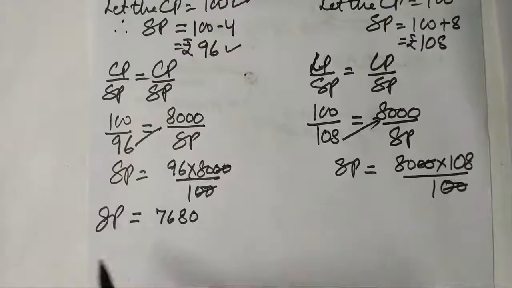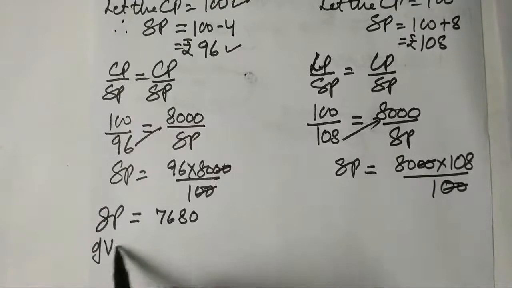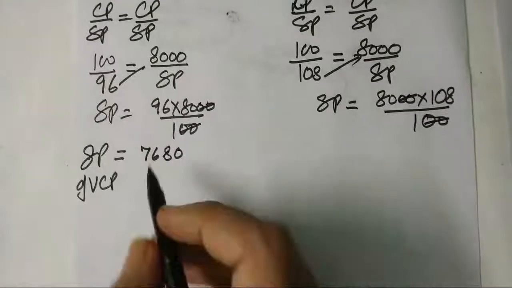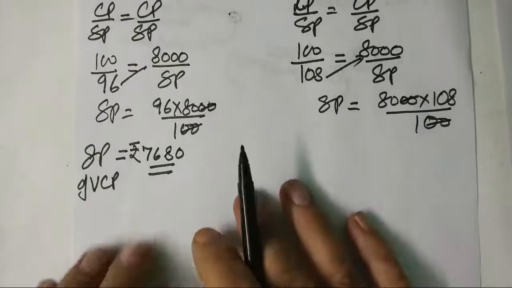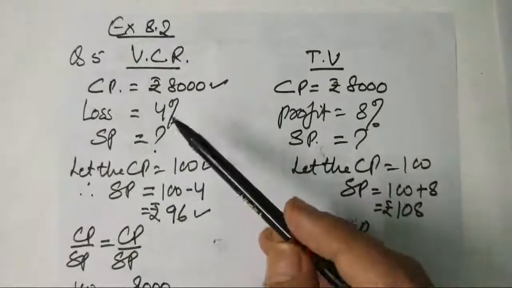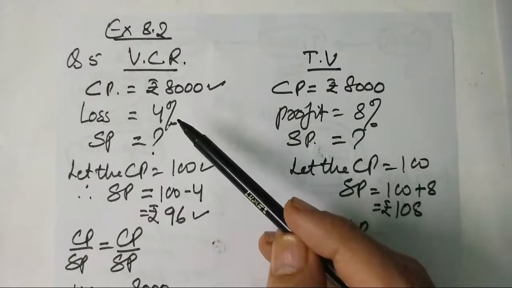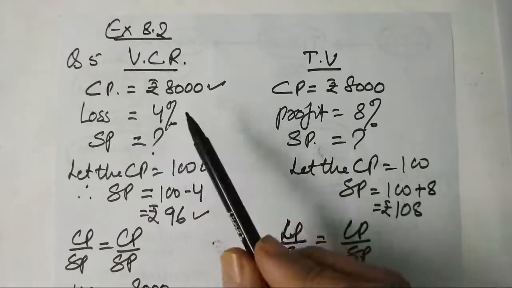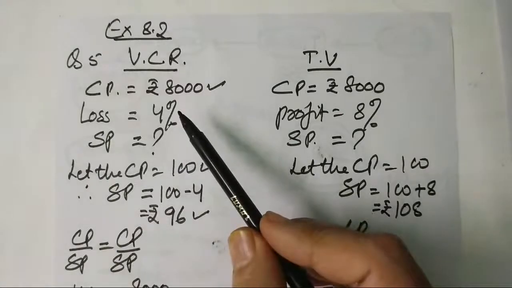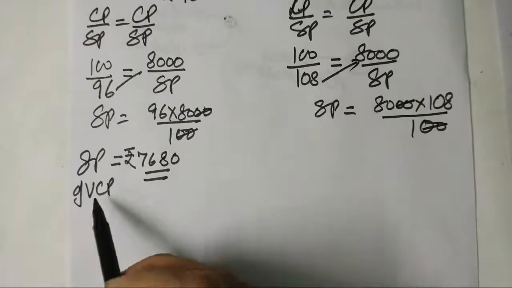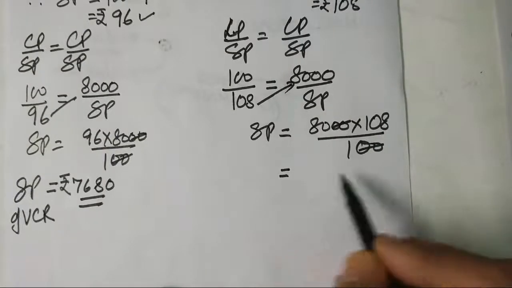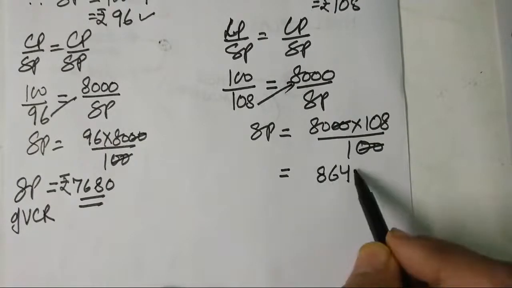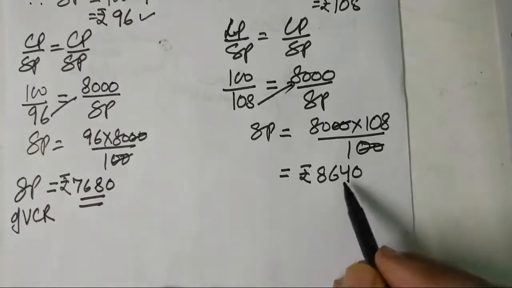So the selling price of VCR comes to rupees 7680. So why is this coming less than 8000? Because the question is that he bought it for 8000 and sold for less, and he has made a loss. So since he is making a loss, his selling price will be less than 8000. Therefore, we have got the selling price of VCR as 7680. In this case, when we simplify, it will give you 8640.